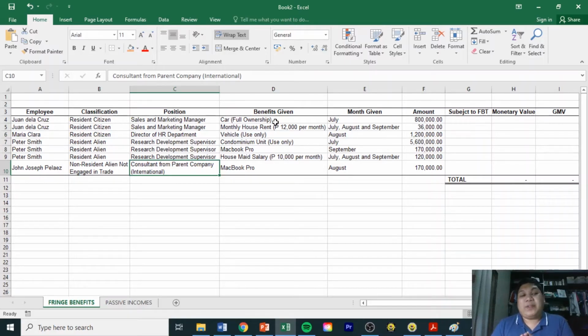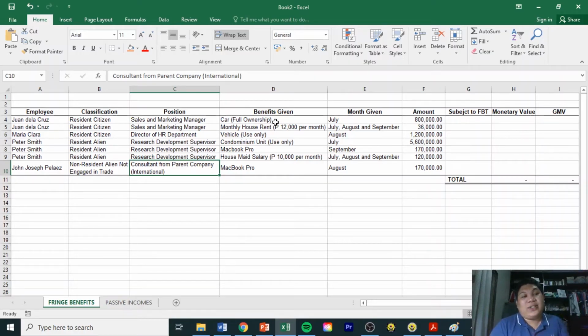So, since Peter Smith is an alien, a foreigner, he would not be allowed to acquire real properties in the Philippines. That's why we gave him a condominium unit for use only. Okay, and a MacBook Pro. And of course, Peter Smith, we want him to live a comfortable life. So we gave him a housemaid for personal chores, to clean his house, whatever. And then we are paying this housemaid 10,000 a month.